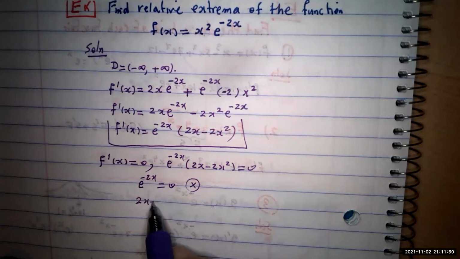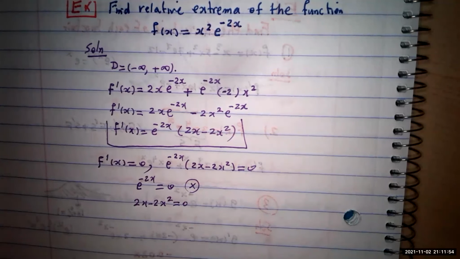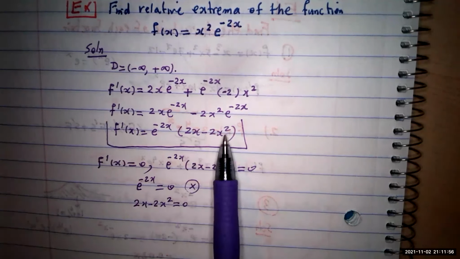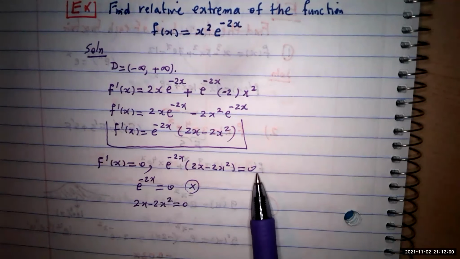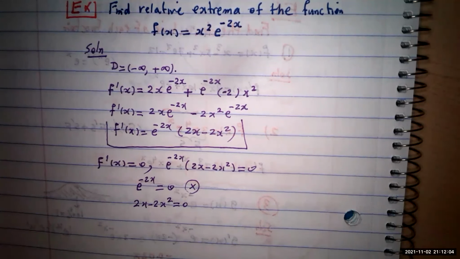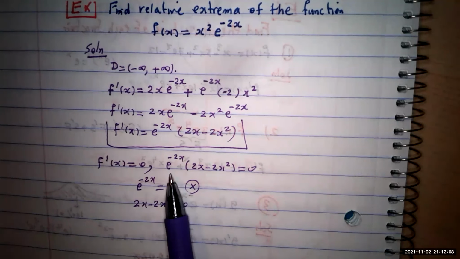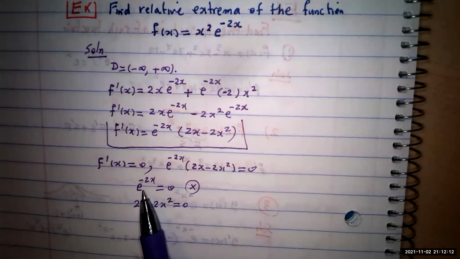2x minus 2x squared equals 0. Any question? So you have to pull out this factor. When you let it equal to 0, you get rid of this one quickly. It's like dividing, drop it. Why? Because one of them must be 0. The first one equal to 0, never. It's a contradiction. So we have only the second one equal to 0.